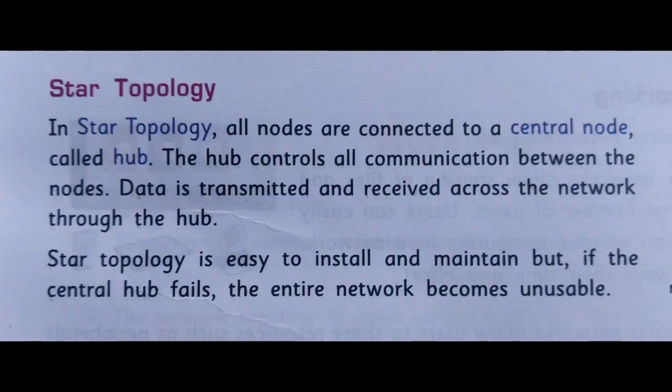In star topology, all nodes are connected to a central node called hub. The hub controls all communications between the nodes. Data is transmitted and received across the network through the hub. Star topology is easy to install and maintain, but if the central hub fails, the entire network becomes unusable.